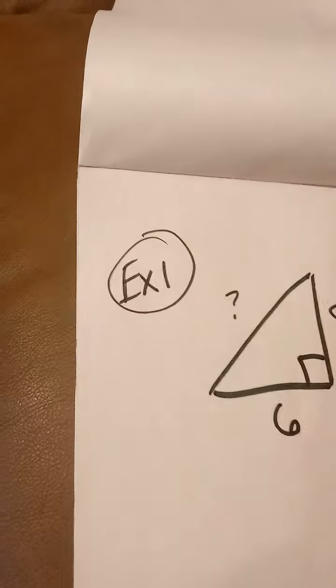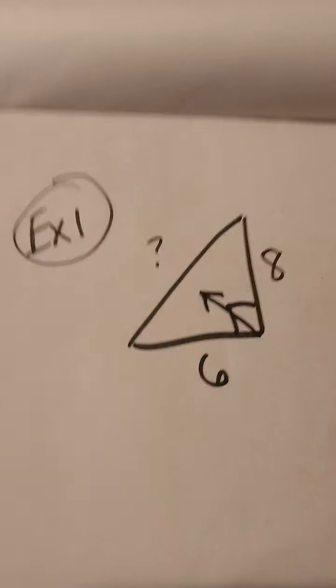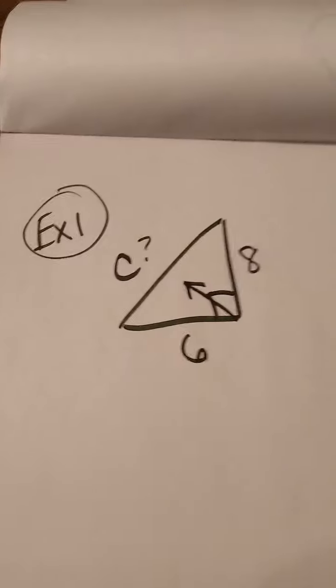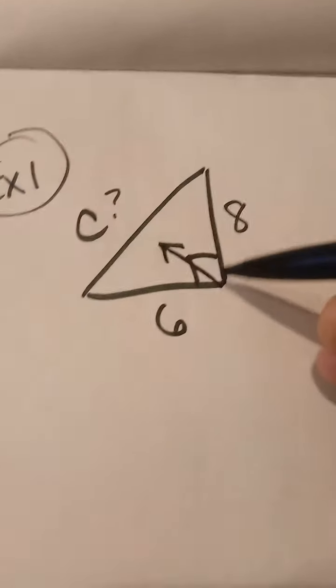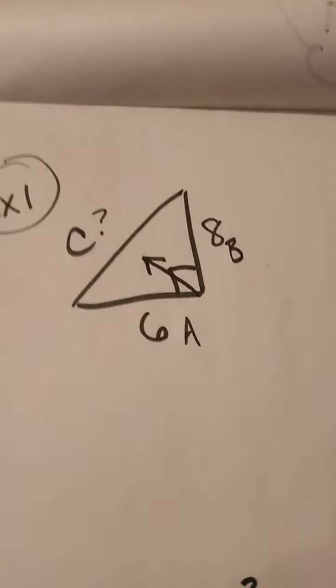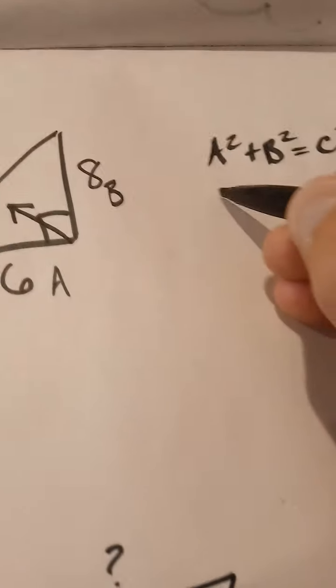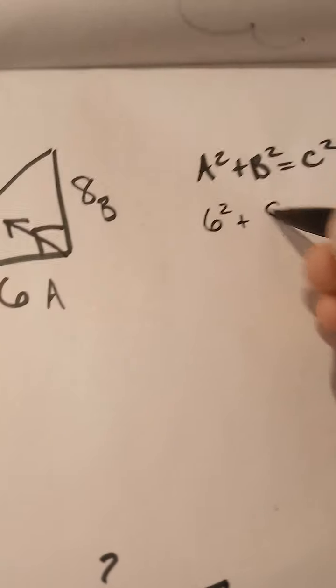Example number 1. First thing, I want to determine: am I solving for c, or do I know what c is? So I'm going to draw my arrow out of the right angle. That's always going to point to c. And here, we do not know what c is. So that means that we know what a and b are, and it doesn't matter which one's a or b. The one you really need to know is c. So let's look at the equation now. The equation is a squared plus b squared equals c squared. A is 6, b is 8, and c squared we don't know.